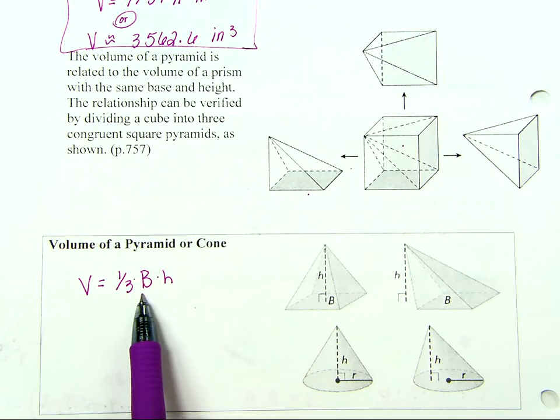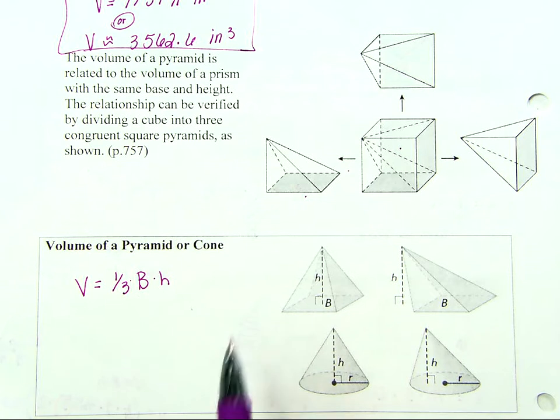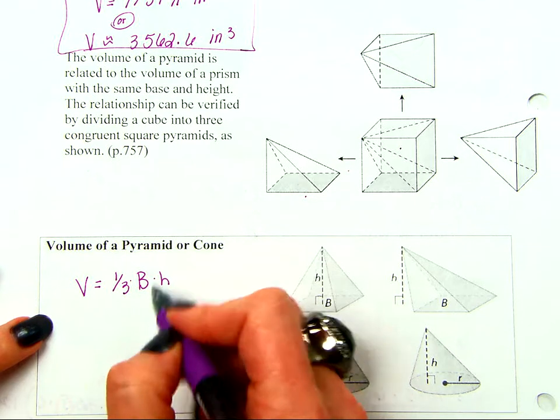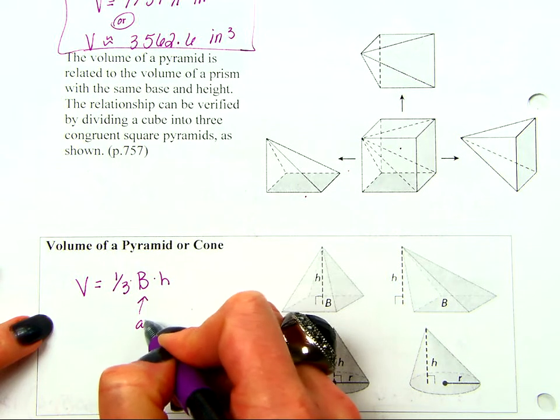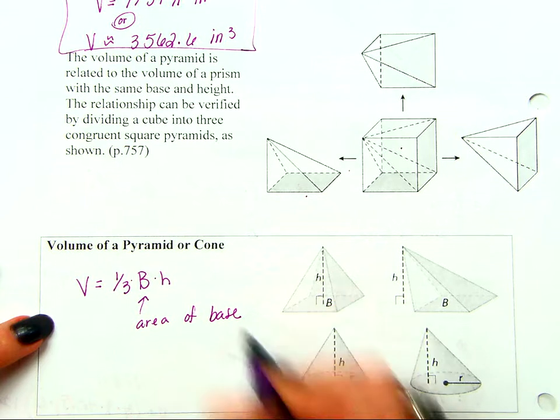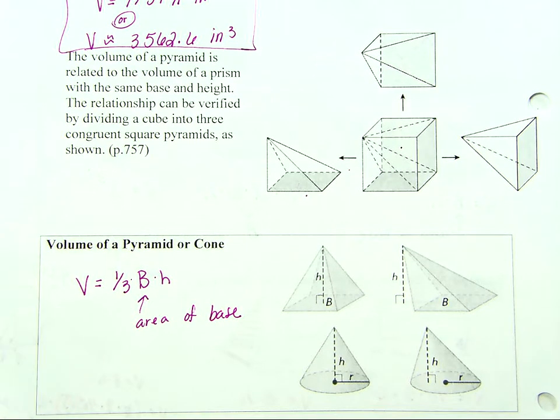1/3 the area of the base times the height. Again, our base shapes may vary, so it depends. Our formulas aren't always going to be the same. This still means the area of the base. We just have to remember to multiply it by 1/3 or divide it by 3.